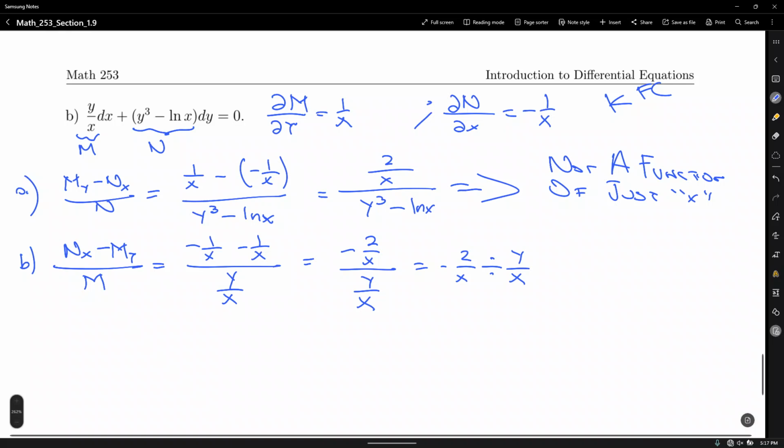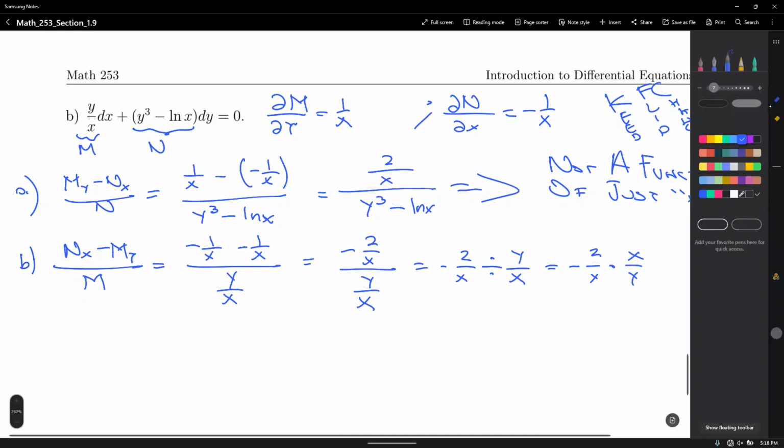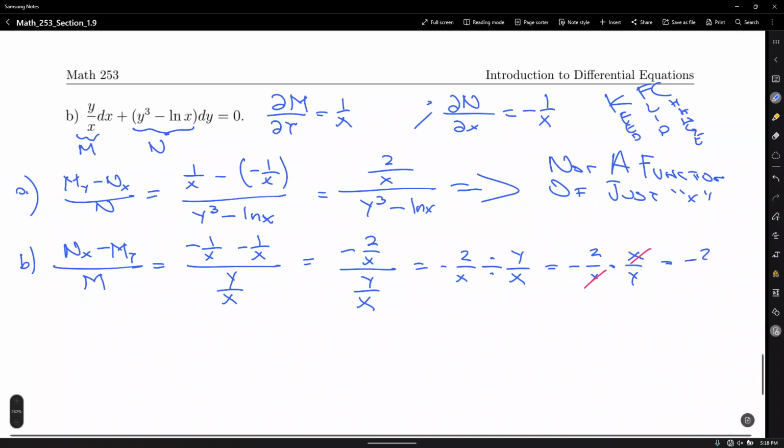KFC doesn't have anything to do with chicken. It's keep, flip, change. We keep the first fraction, flip the second fraction, and change the division to a multiplication. That's KFC. And we can eliminate the x's here. Final answer: negative 2 over y. In this case, this is a function of only y, so that's going to work finally.